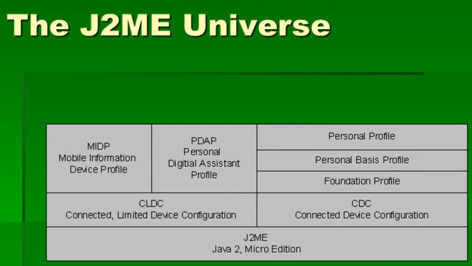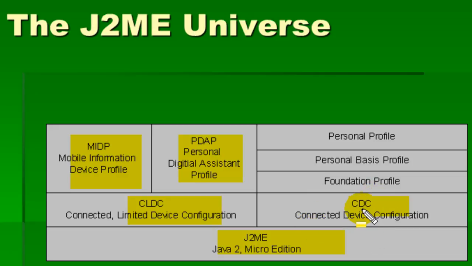If we again have a look at the J2ME Micro Edition platform, in the configurations layer you have either CLDC based or CDC based. CLDC, Connected Limited Device Configuration, is used for either mobile phones or PDAs. Depending on what kind of device you have, you will have a profile layer. If you have a mobile phone, you will have the Mobile Information Device Profile. If you have a PDA, then you have the Personal Digital Assistant Profile.